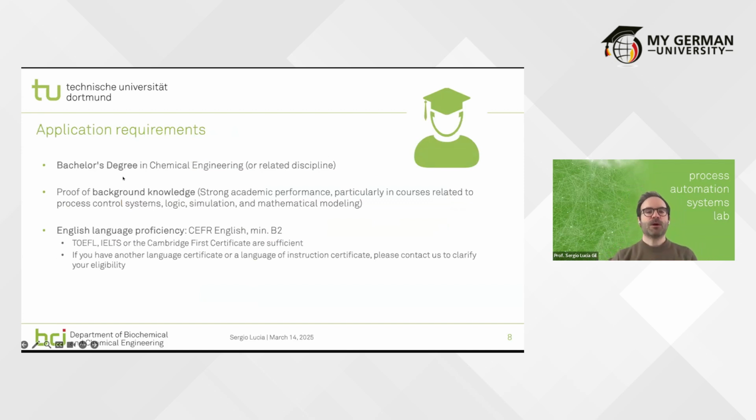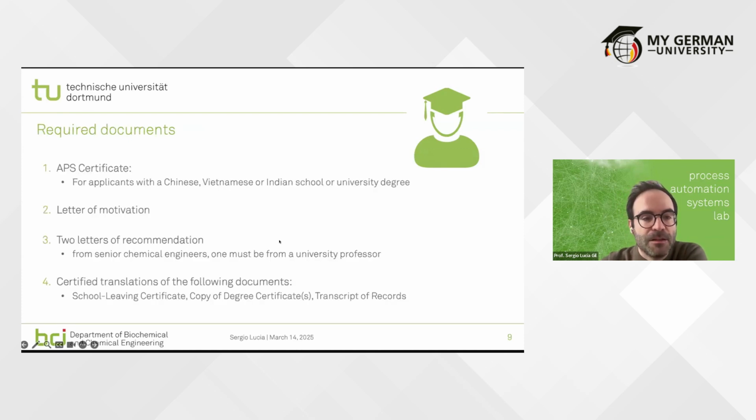So what do you require to apply? You require a bachelor's degree in chemical engineering or a related discipline. If it's a related discipline, we check that you have enough knowledge on what is important for process systems engineering, right? So process control, system logic, simulation, mathematical modeling, those are necessary things that you should have. A bachelor's degree in chemical engineering usually has this basic, right? It's a program that is taught in English, so you also require English language proficiency at the level B2. And this is basically what you need to apply: APS, letter of motivation, 2 letters of recommendation, and certified translations of some documents.